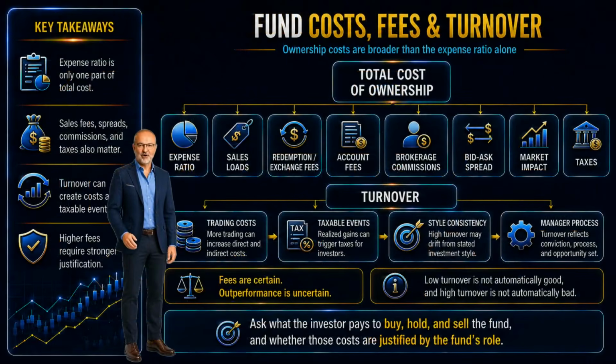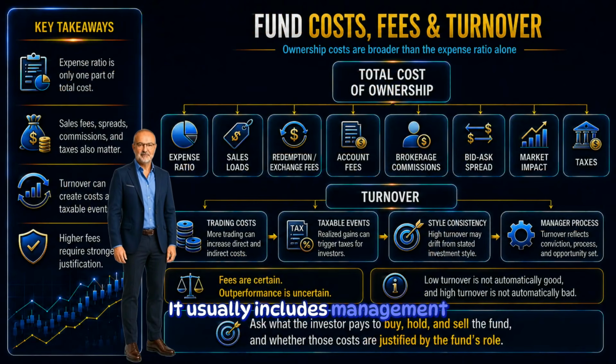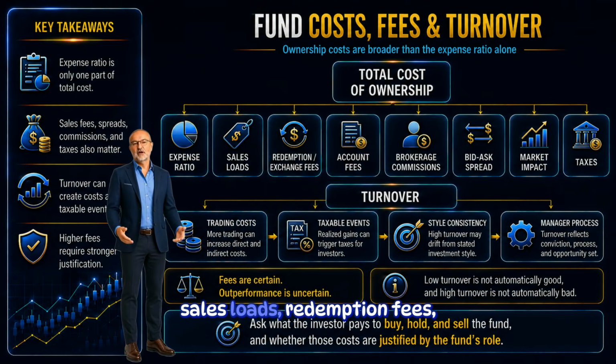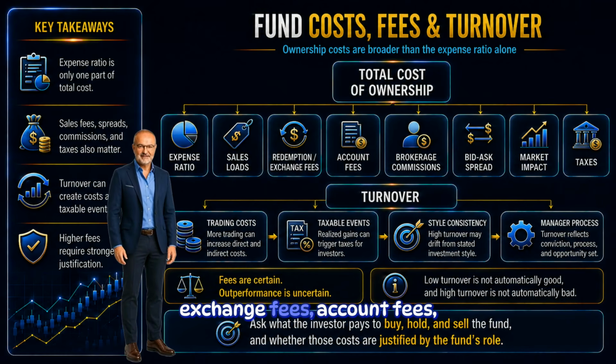Now let's focus on costs. The expense ratio is the annual operating cost of a fund expressed as a percentage of assets. It usually includes management fees and other operating expenses. But the expense ratio isn't the full cost of ownership. Investors may also face sales loads, redemption fees, exchange fees, account fees, brokerage commissions, bid-ask spreads, market impact, taxes, and costs created by turnover inside the portfolio.